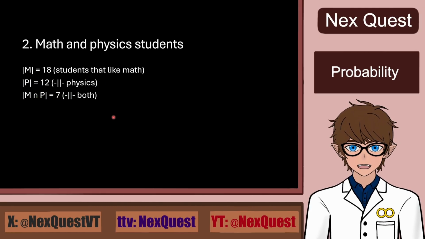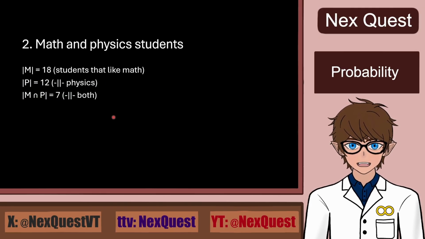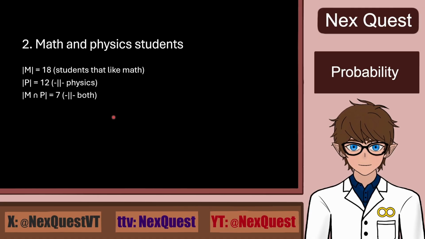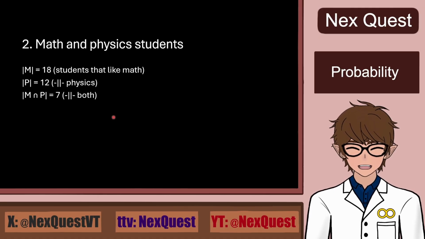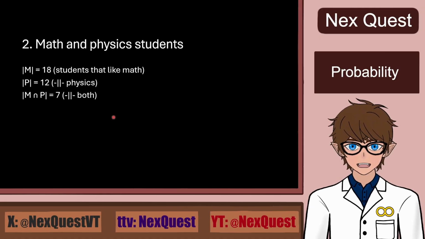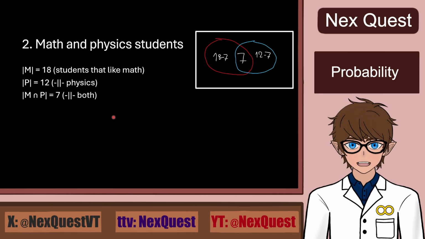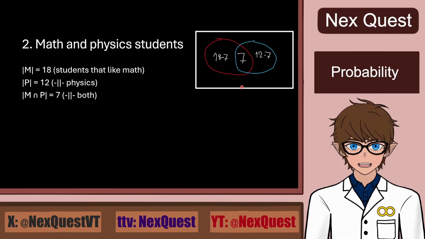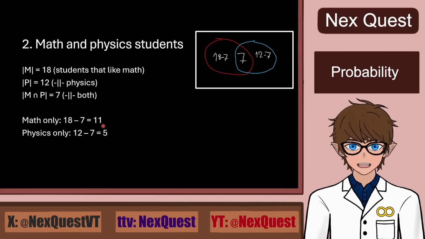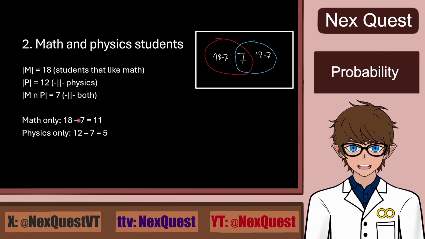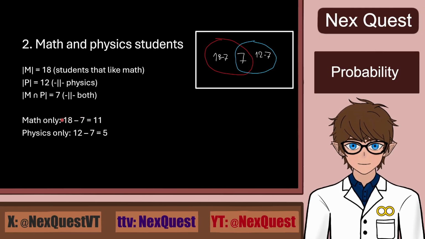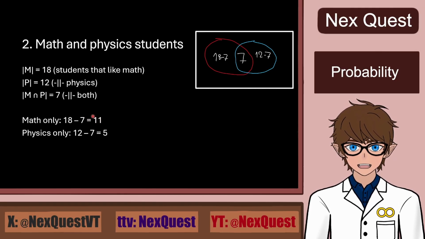For our second task, we have 18 students that like math, 12 that like physics, and the intersection being 7, so 7 students that like both. Before that, I drew a simple Venn diagram to help me solve it. First, let's see how many like only one subject, so we take the difference between the listed number and the intersection, and we see that there's 11 students that like only math, 5 that like only physics, and 7 that like both.